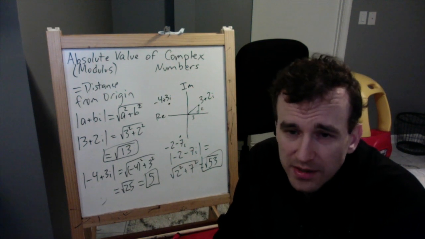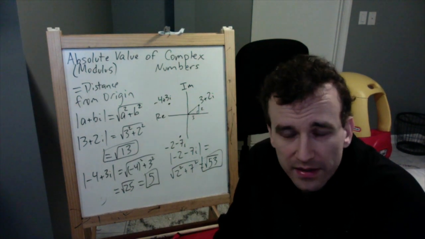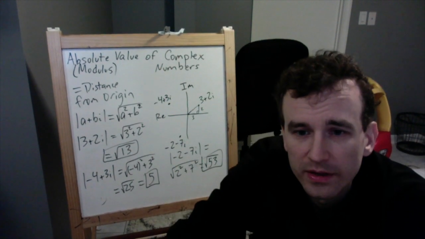So finding absolute value is pretty easy. We're just applying the Pythagorean theorem to calculate how far that point is from the origin on your real imaginary plane.